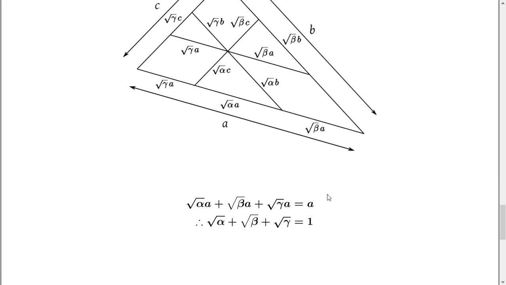If you divide both sides by a, you get root alpha plus root beta plus root gamma equals 1. And that's what we wanted to show.